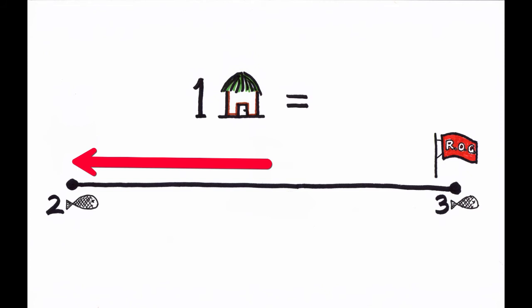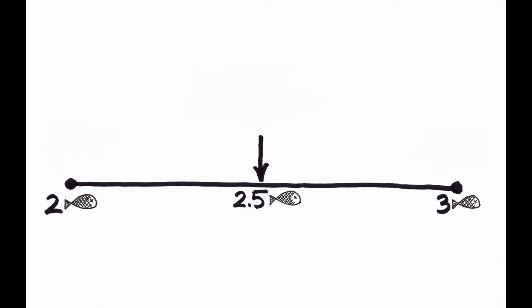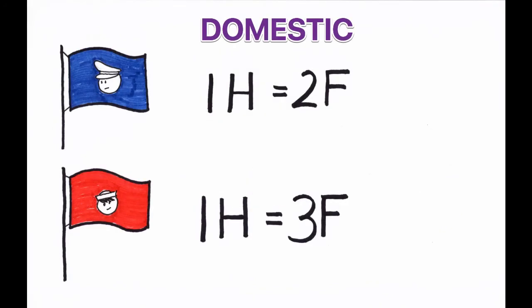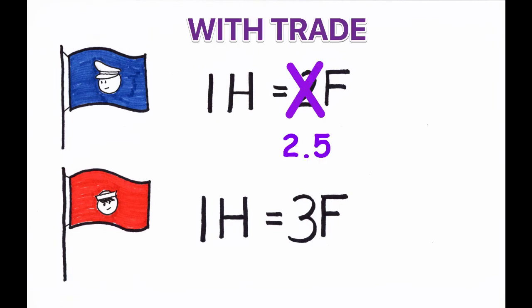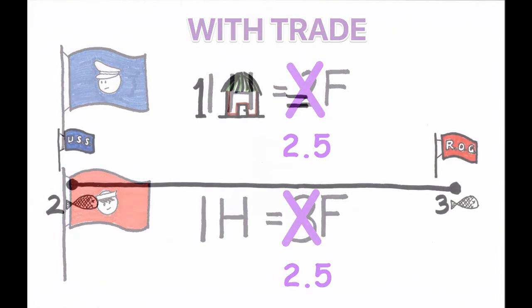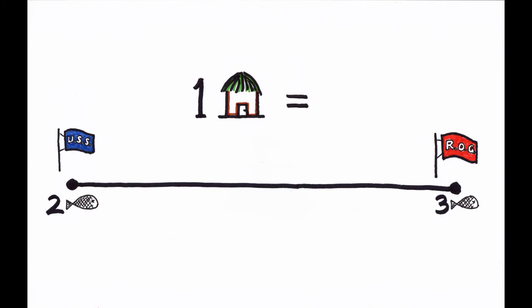For the moment, let's say the terms of trade end up exactly in the middle at 2.5 fish dinners for each hut. With these terms of trade, the USS gains half a fish dinner for each hut that it sells above and beyond what it could have produced on its own, and the ROG gives up half a fish dinner less than if it were producing on its own. As long as the terms of trade are bounded by the two countries' opportunity costs, i.e., their domestic trade-offs or what they could accomplish on their own, then both parties benefit from trade.